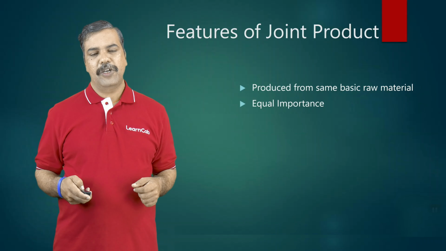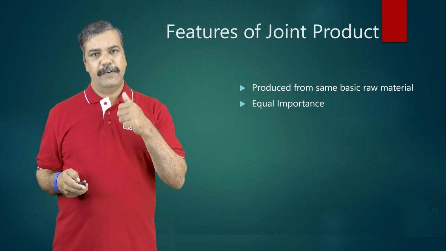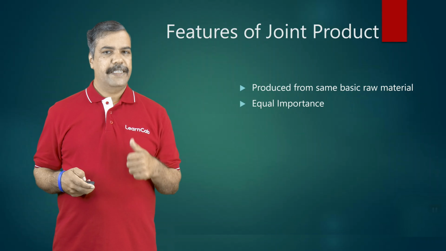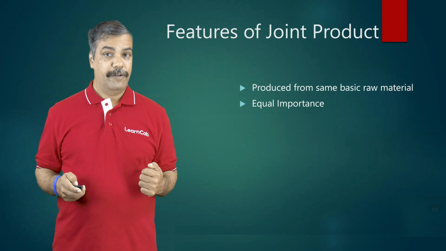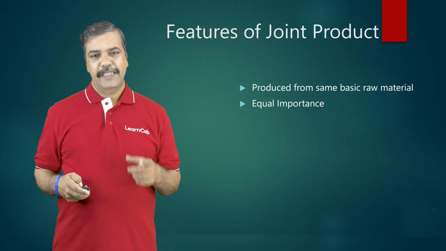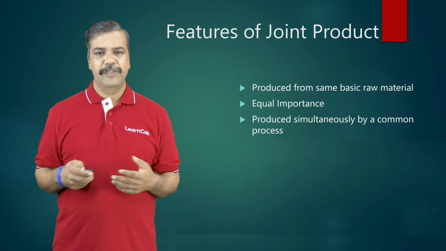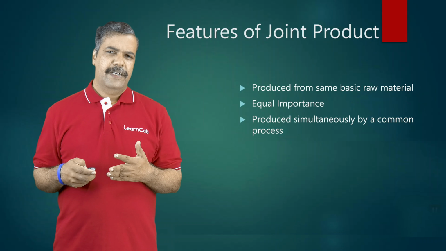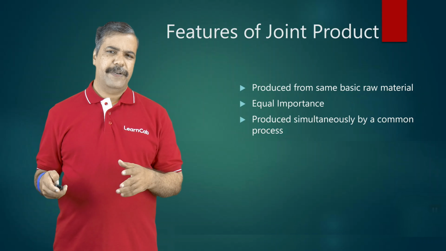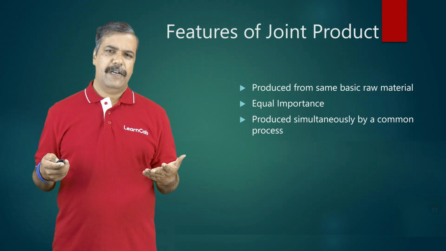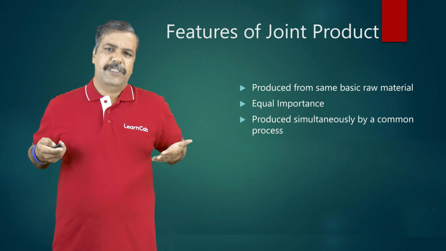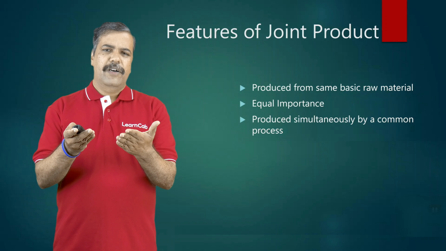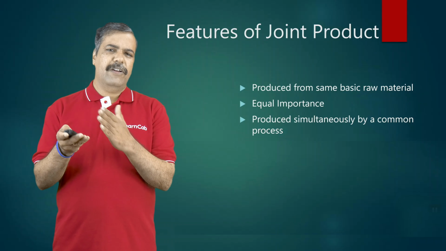Equal importance in terms of the product getting into the market, the pricing part, the profit part, and the share part or the volume part, whatever we are talking about. So that is equal importance. The third one: produced simultaneously by a common process. It's not that you manufacture petrol separately, diesel separately. As an objective of a company, the process first starts with a simultaneous thing. The petrol and diesel all happen simultaneously.